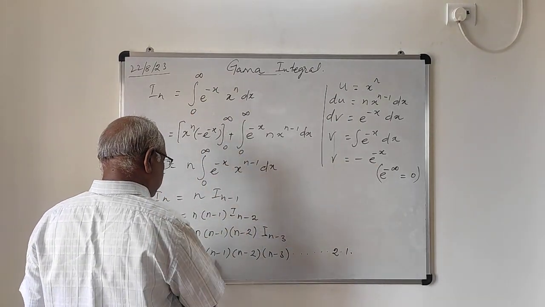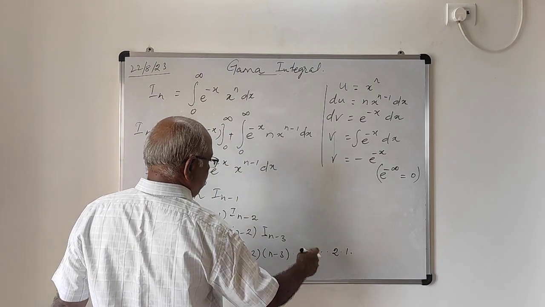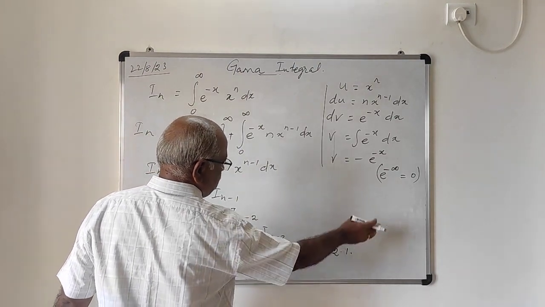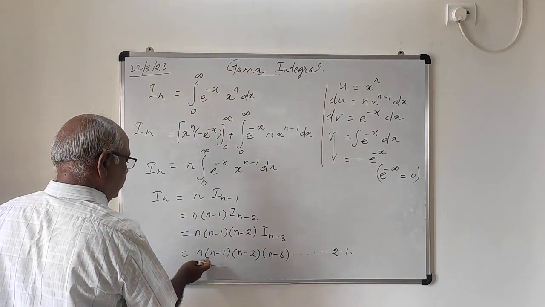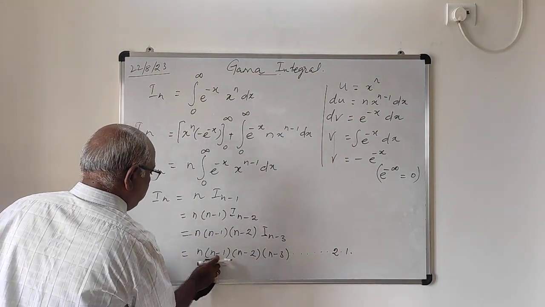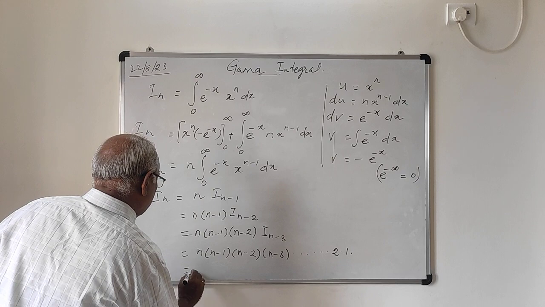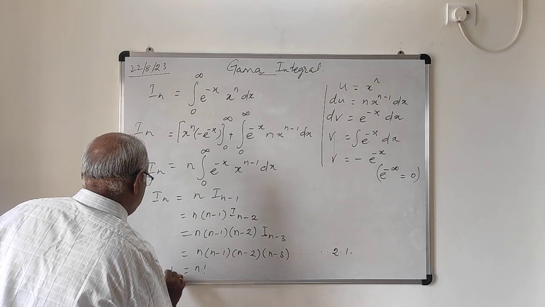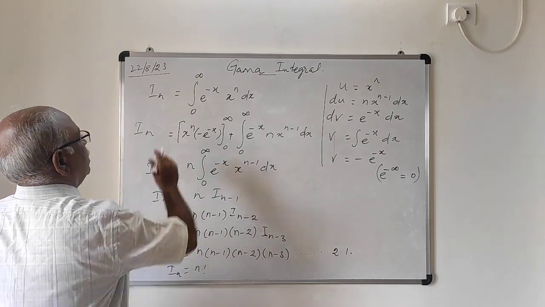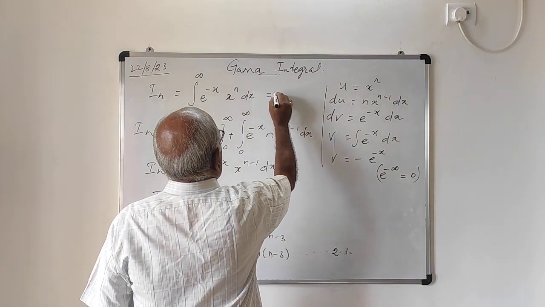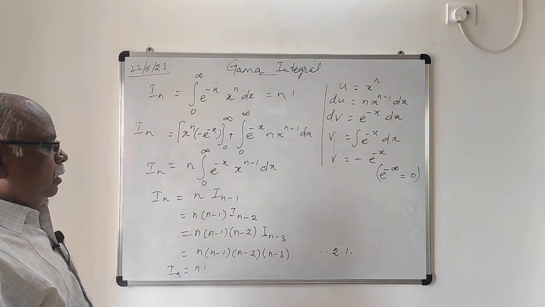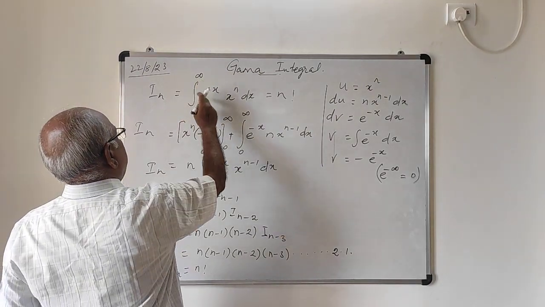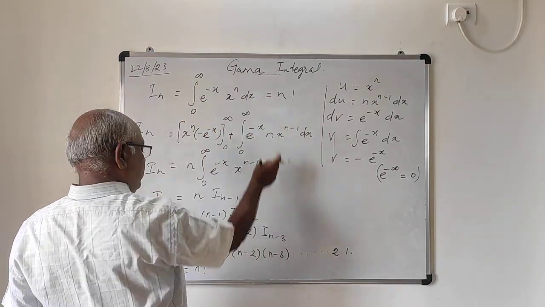By reducing like this, finally the last term is 1. This is nothing but n factorial, 1 into 2 into 3 up to n, which is defined as n factorial. So I_n is n factorial. Therefore, the value of this integral, integral 0 to infinity e power minus x x power n dx, is n factorial.